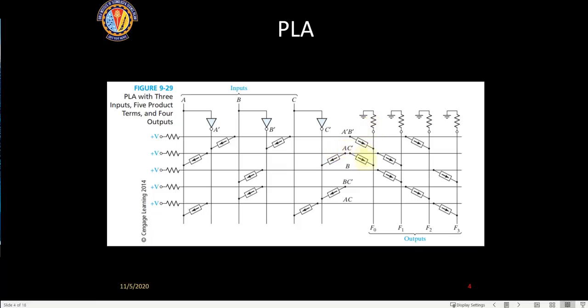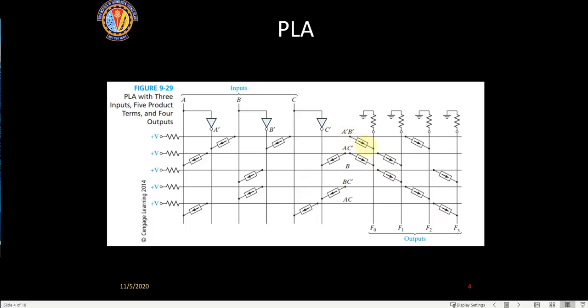Now if you see this vertical line, this is the OR plane. This is the AND plane, where you have AND horizontal lines. This is the OR plane, where we have the OR vertical lines. Now these are connected again through diodes out here.